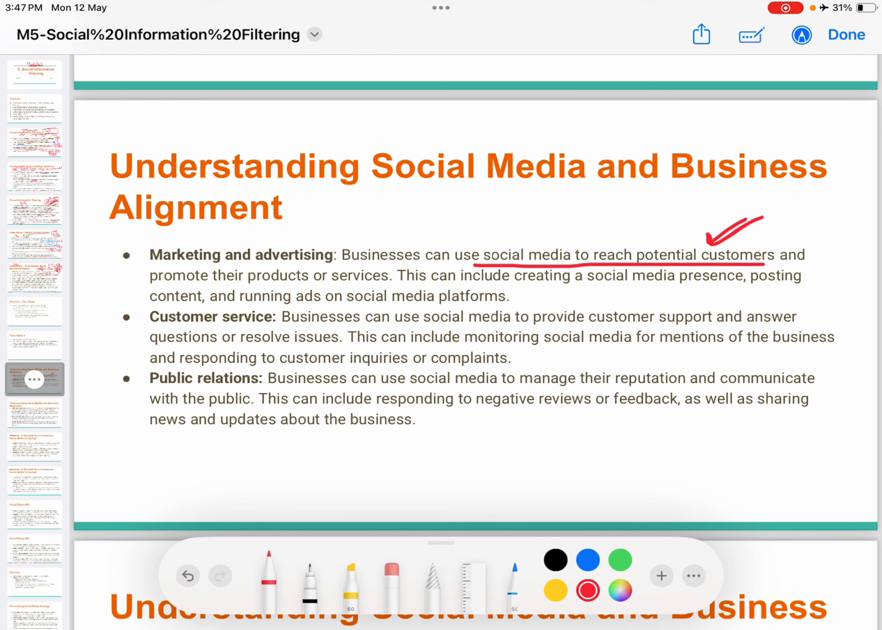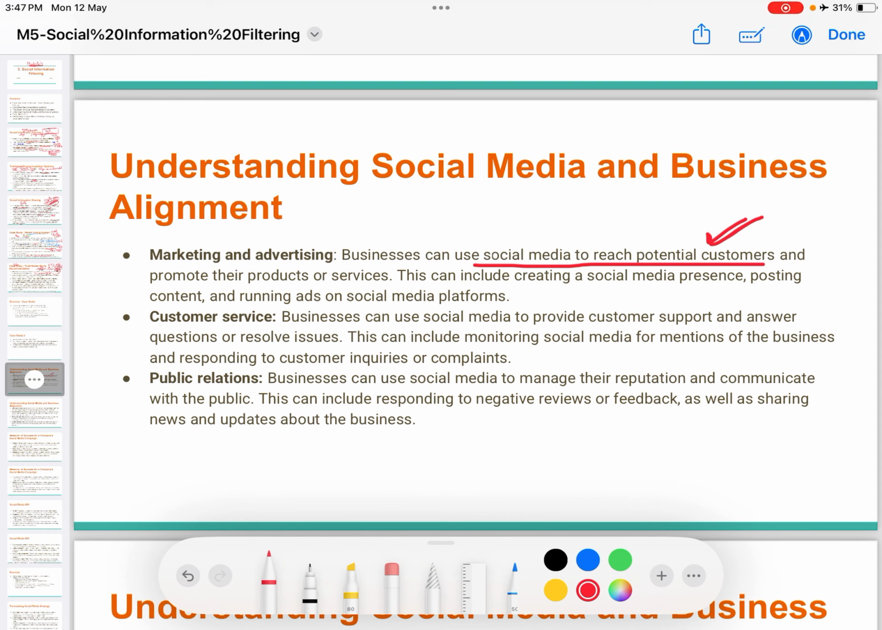Customer service. Businesses can use social media to provide customer support and answer questions or resolve issues. This can include monitoring social media for mentions of the business and responding to customer inquiries or complaints. Next is public relations. Businesses can use social media to manage their reputation and communicate with the public.